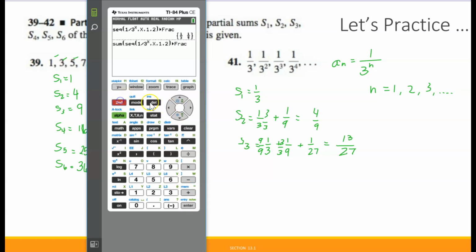Answer in fraction. I'm going to put a parenthesis here to wrap up. I've got a parenthesis for the sum, I got a parenthesis for the sequence, and I want my answer in fraction. Okay, if we did our math right, we should get 4/9, and there's our 4/9. Okay, second enter brings up our command. We're going to change this to a 3. There's our 13/27, so we know that we did that one correctly.